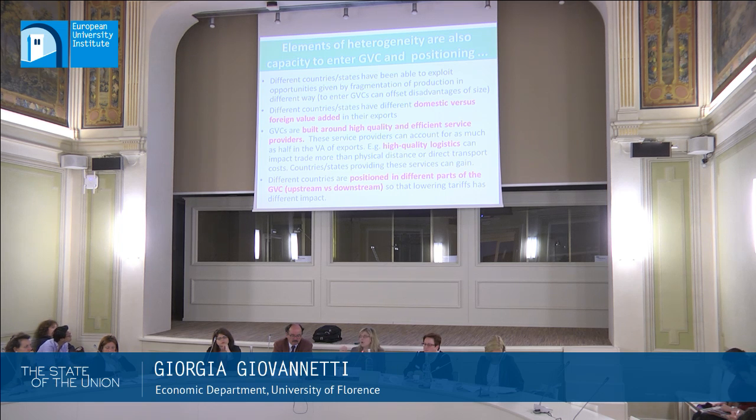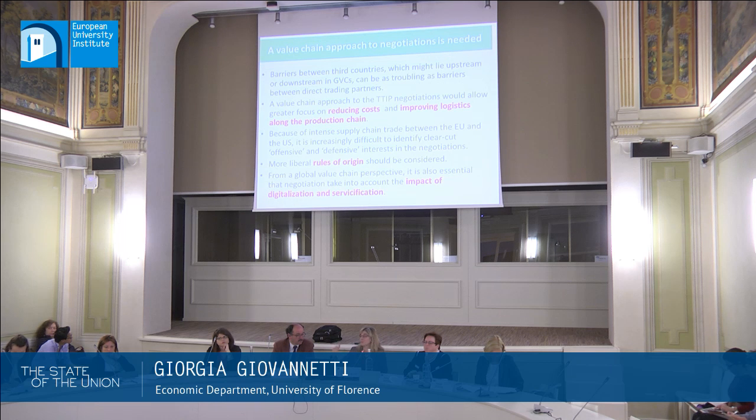So basically, lowering tariffs, for instance, has a very different impact depending on whether you are upstream or downstream, because it means how many times, and how much domestic and foreign value added you have, because it means how many times what you are importing or exporting crosses the borders. This is true not only for the TTIP, but in general for any trade policy that we may want to consider. So I think I have to rush up a little.